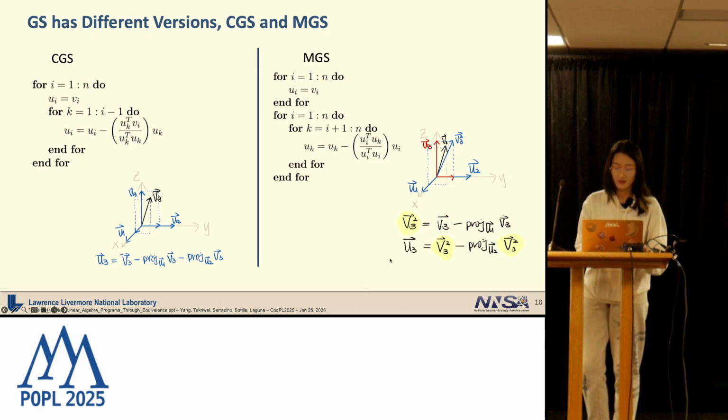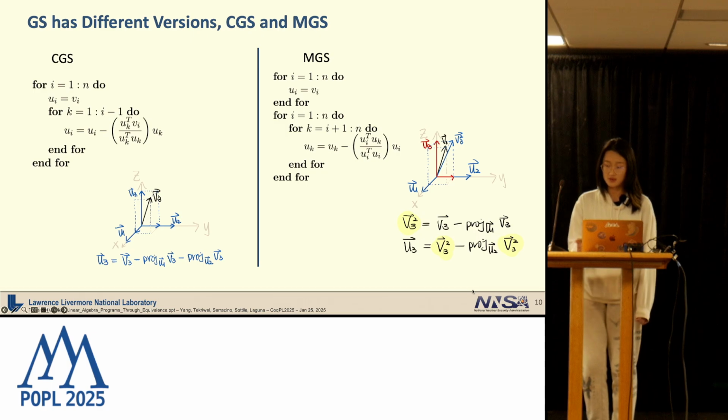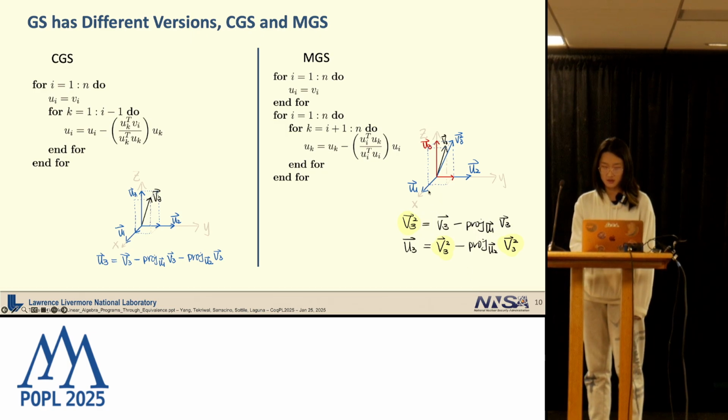And then in modified Gram-Schmidt, we first project V3 onto U1 to create an intermediate vector right here, and then project this intermediate vector onto U2. So by iteratively projecting the vectors onto the orthogonalized vectors, it could reduce the running errors and make it more numerically stable.